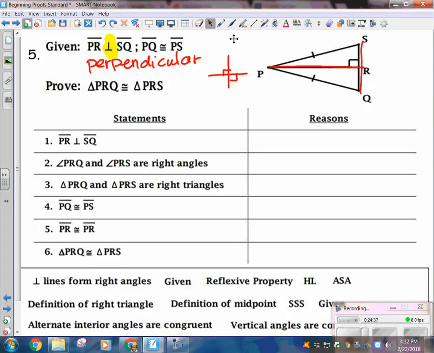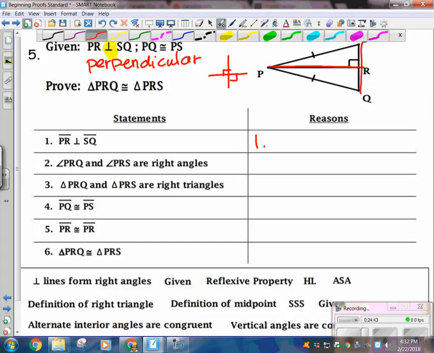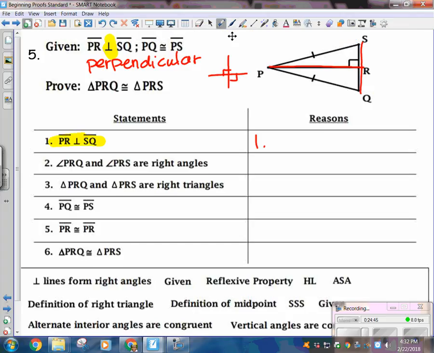And I'm going to go ahead and do statement number 1. How do we know that PR is perpendicular to SQ? Wow. Well, guess what? I didn't have to dream it up. I didn't have to figure it out on my own. It's in that given statement. So number one is given. So I have given down here, and I'm going to use my given.